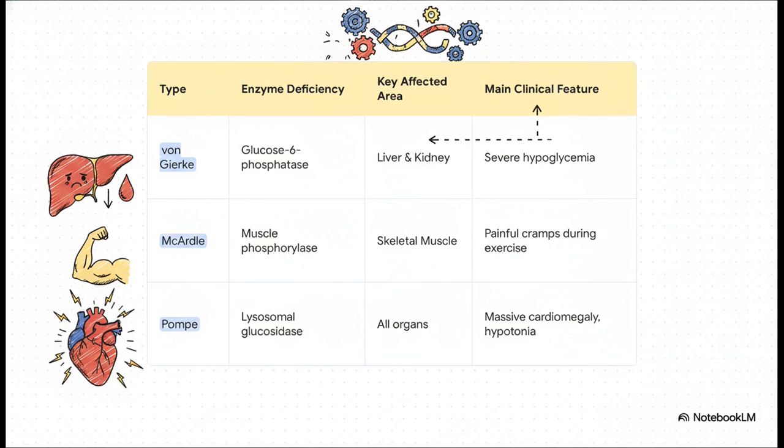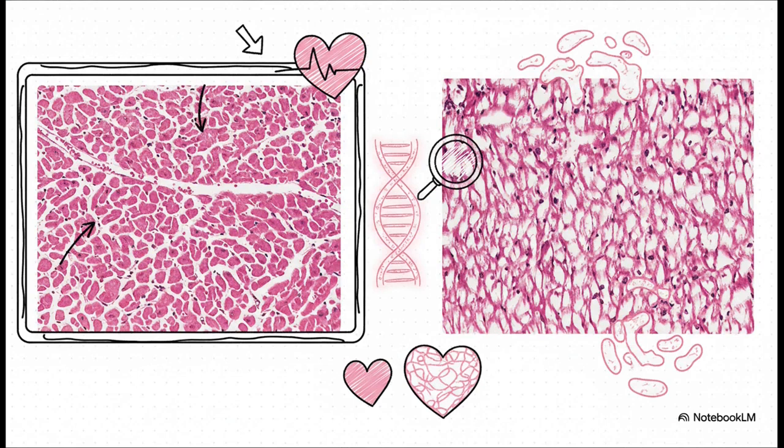In von Gierke disease, the liver's enzyme is kaput, so the patient gets severe hypoglycemia. In McArdle disease, the problem is in the muscles, so patients get these terrible cramps during exercise. And in Pompe disease, the problem is everywhere, which leads to a massively enlarged heart. Do you see the pattern? The location of the broken enzyme dictates the entire clinical picture. It's beautiful. Logical pathology.